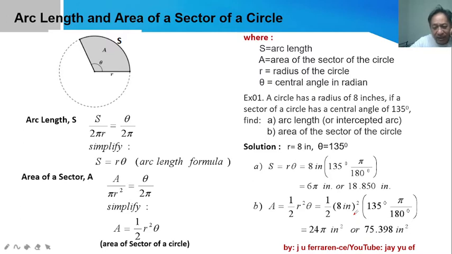In letter B, just use the formula that A is equal to 1 half of r squared times theta. So we have 1 half of 8 inches squared, multiplied with the angle 135 degrees, which is converted in the same process as this. Our conversion factor is pi is to 180 degrees. So we obtain a value of 24 pi square inches, and approximately that is 75.398 square inches.